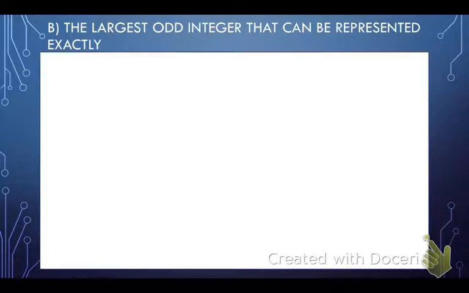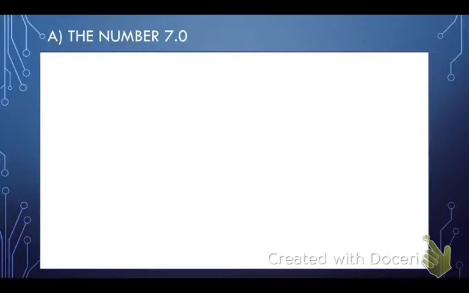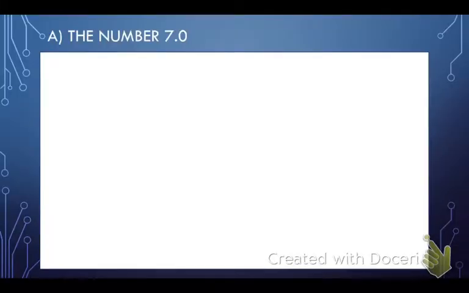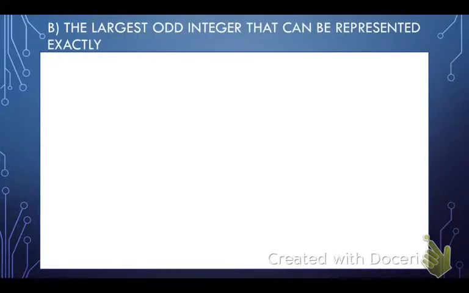Well, we know a few things about it. Recall again that we have a sign bit, and then an exponent, and then a significand. The largest odd integer that can be represented exactly.